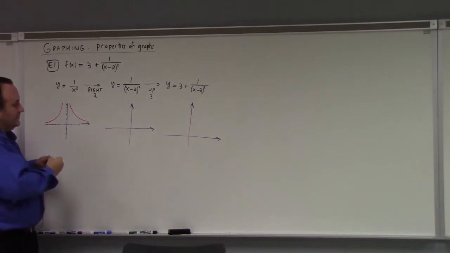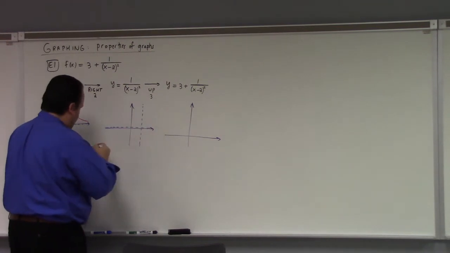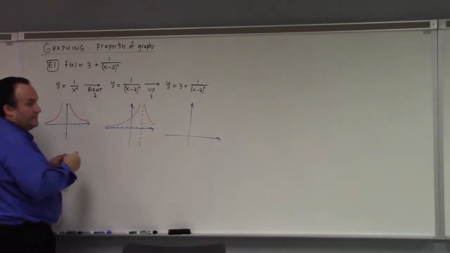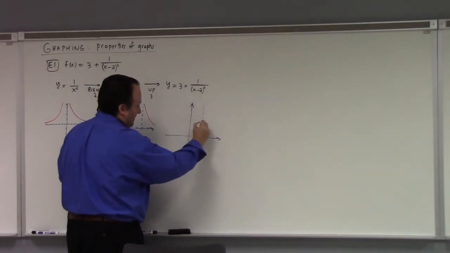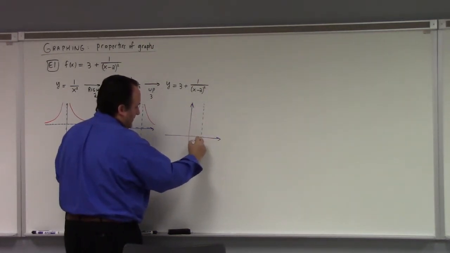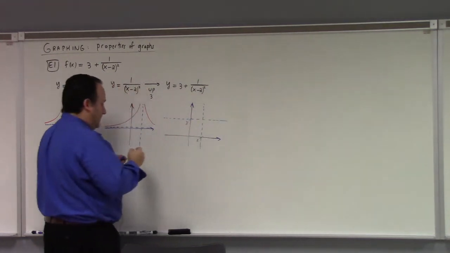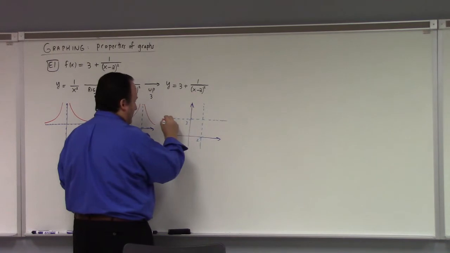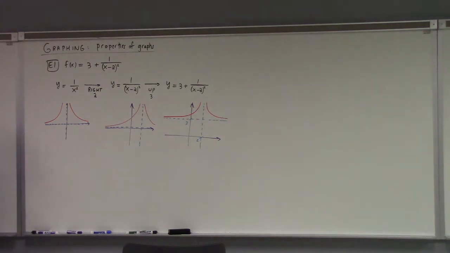Then I shift right 2, so my vertical asymptote shifts over to here. The horizontal asymptote stays put. Then my middle graph looks something like this. Finally I shift up by 3. So the vertical asymptote stays put at 2, and the horizontal asymptote moves up to 3. The finishing picture looks something like this. So there you go, that's the graph of y equals 3 plus 1 over (x minus 2) squared.